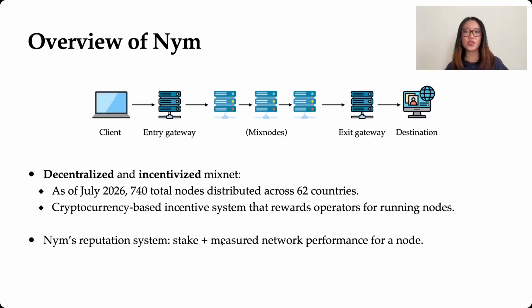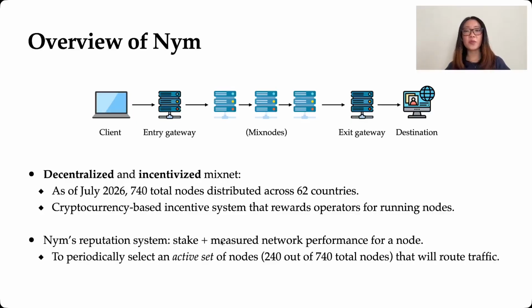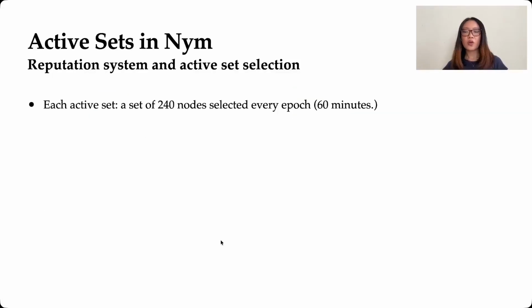And NIM's reputation system includes two components: stake and a measured network performance score for a node. And the reputation system is used to periodically select an active set of nodes that will route user traffic. So, more on the active sets in NIM. They're selected every epoch, which is 60 minutes.